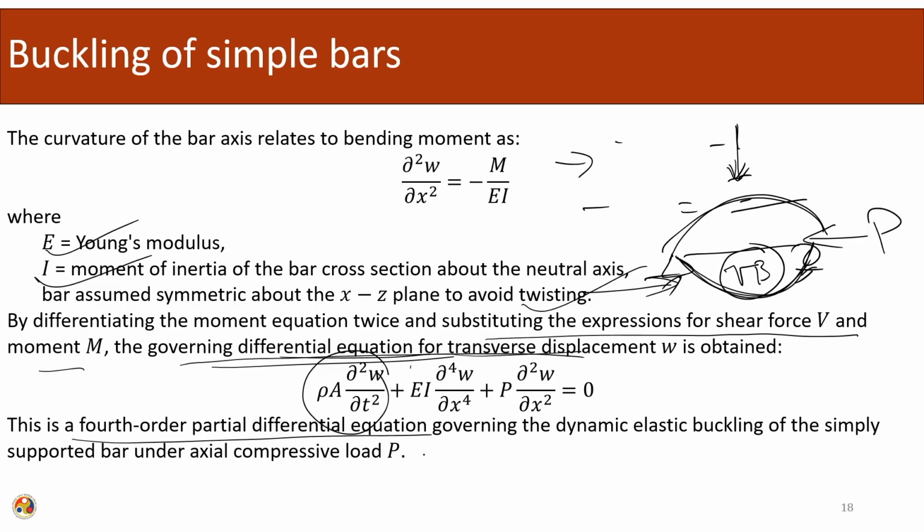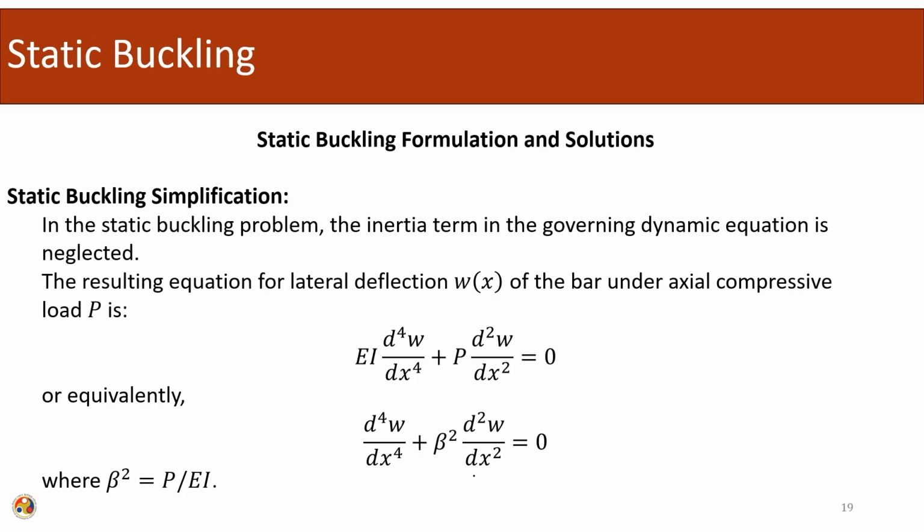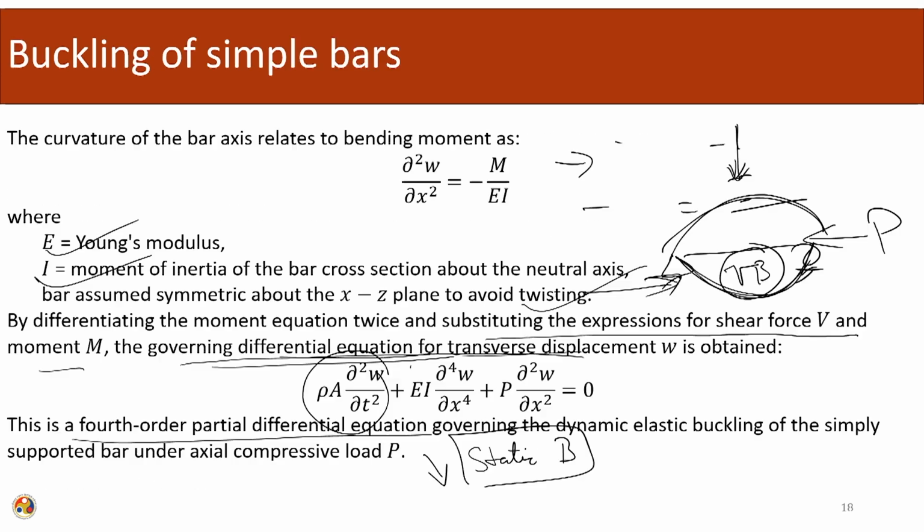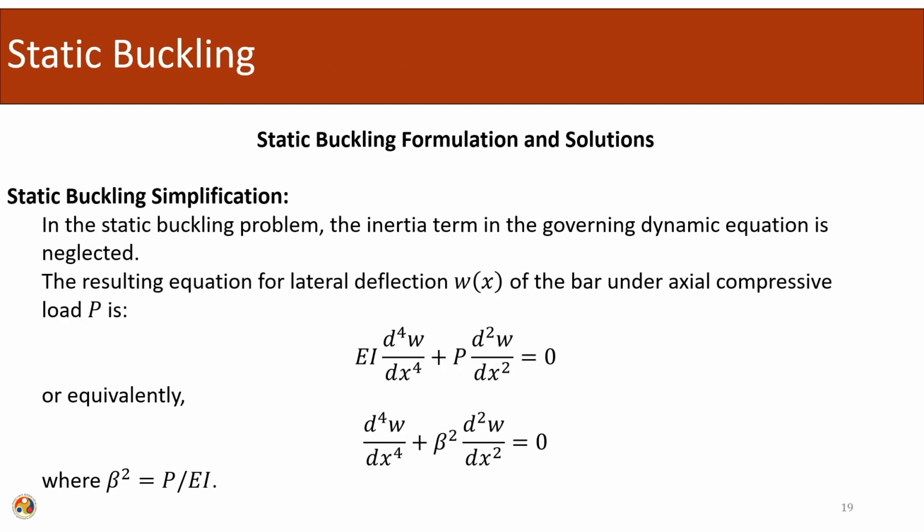We simplify it to calculate our static buckling problem. We simplify this problem and ignore the dynamic effects. Here, basically, we are ignoring the inertial term, and we are left with only the stiffness term and the loading applied in the axial direction. So this dynamic equation, we change back into the static equation. Now it becomes the static buckling formulation, and we will try to see the solution for this.